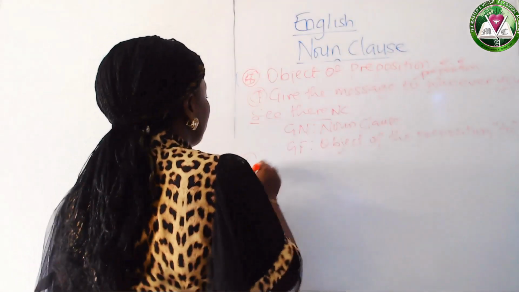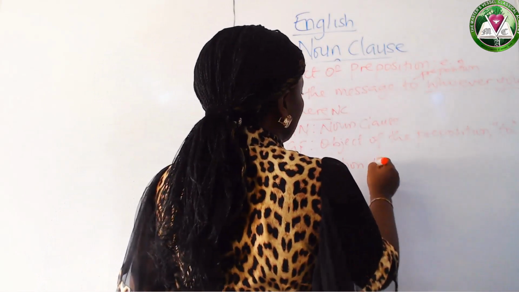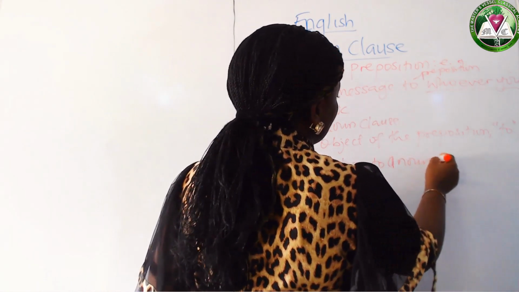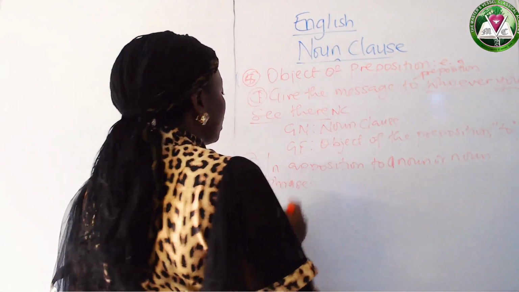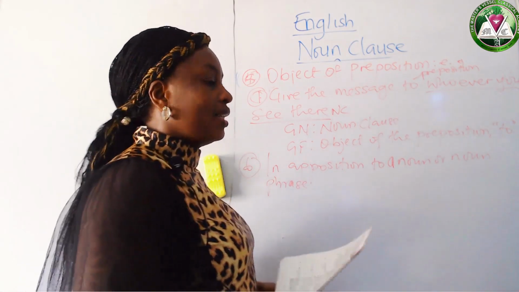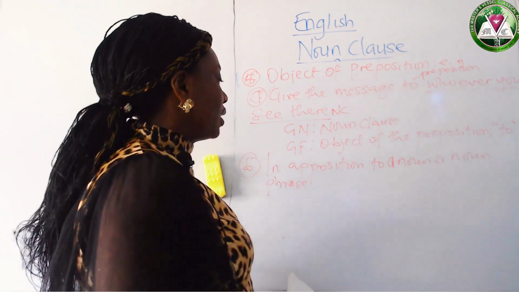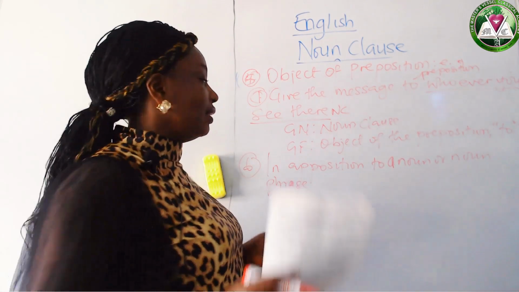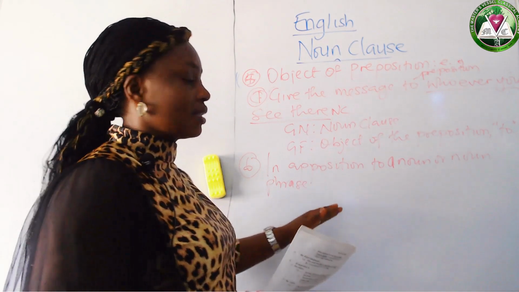Then we have the last grammatical function: in opposition to a noun or a noun phrase. In this case, the noun clause is an integral part of the subject or object of the sentence, depending on where the noun clause appears, whether with the subject of the sentence or with the object of the sentence.